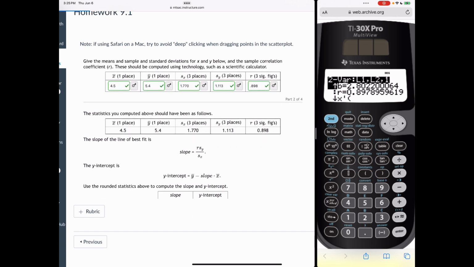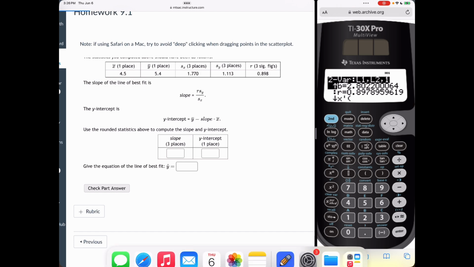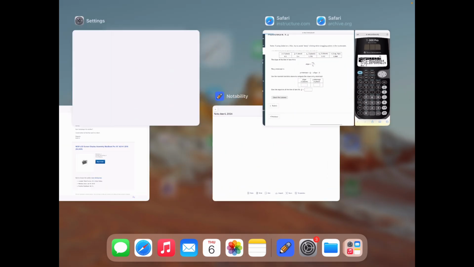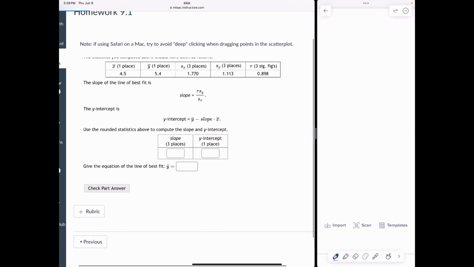All right, now from here, we're going to have to compute the slope and the y-intercept for the line of best fit. So I'm going to bring up my Notability real quick. Here's Notability, and I'm going to just open up like that. Now we see the formula for the slope, so I'll just go ahead and do it here. Slope is r times sy over sx.